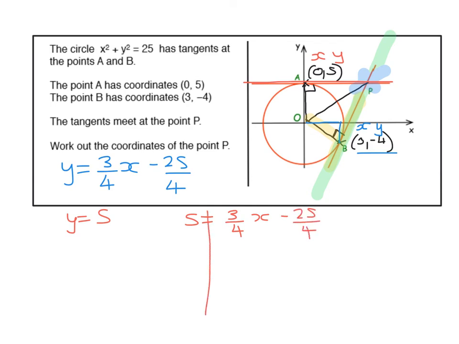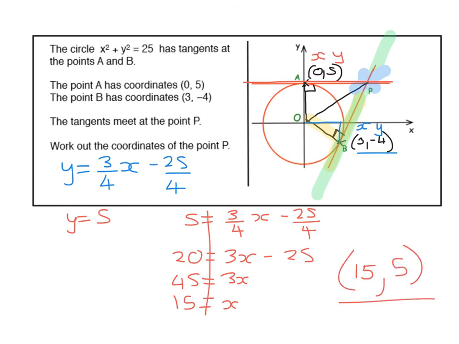Again, use balance method to figure out what x is. I'm going to times everything by 4 to start with, and that's 20 is equal to 3x minus 25. I need to add that 25 to both sides, and I get 45 is equal to 3x, and I need to divide by 3, so x is equal to 15. So the coordinates of point P are x is 15, y is 5. And we're done.